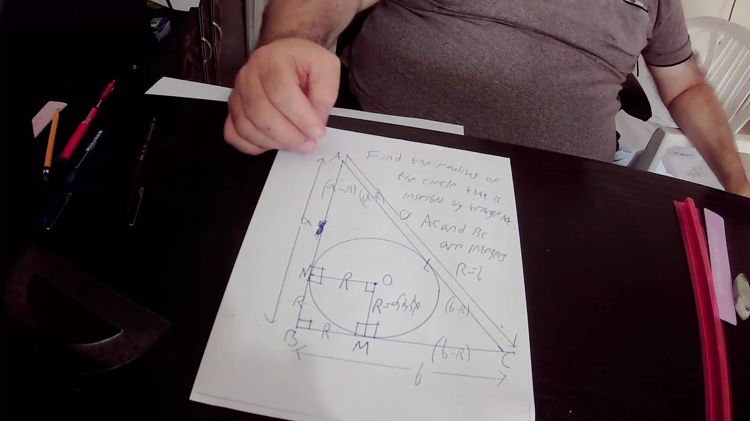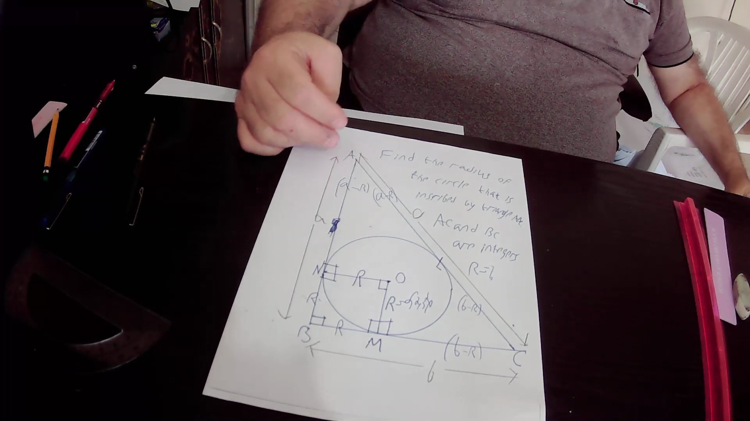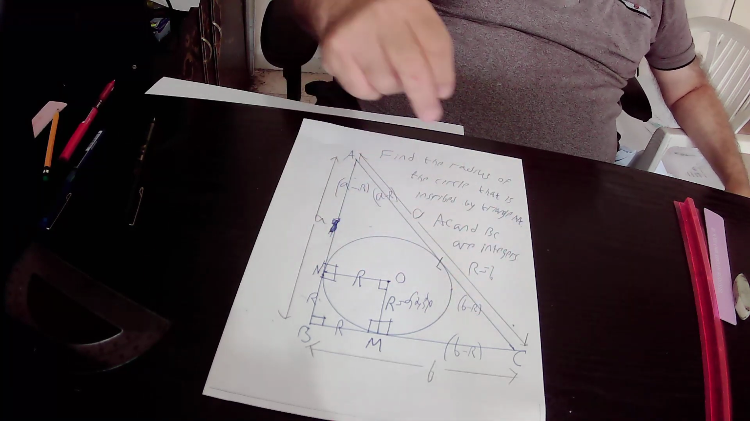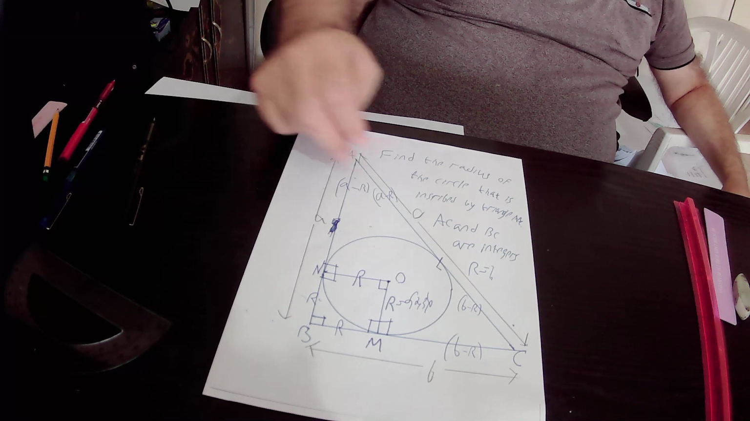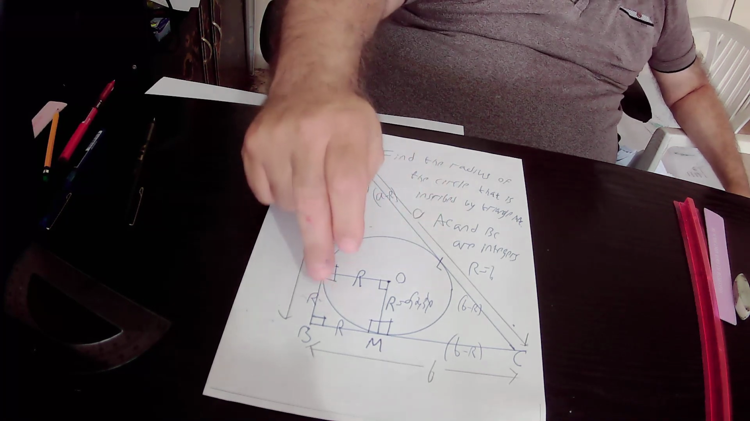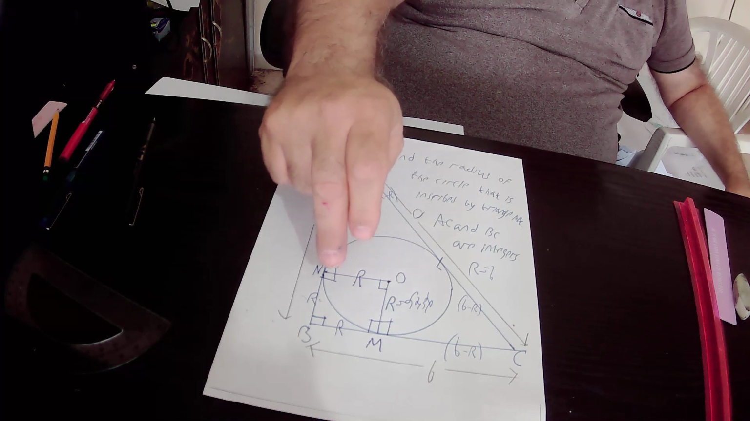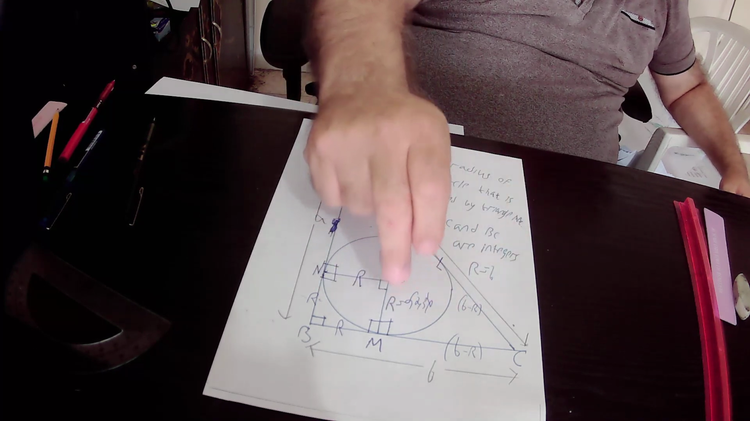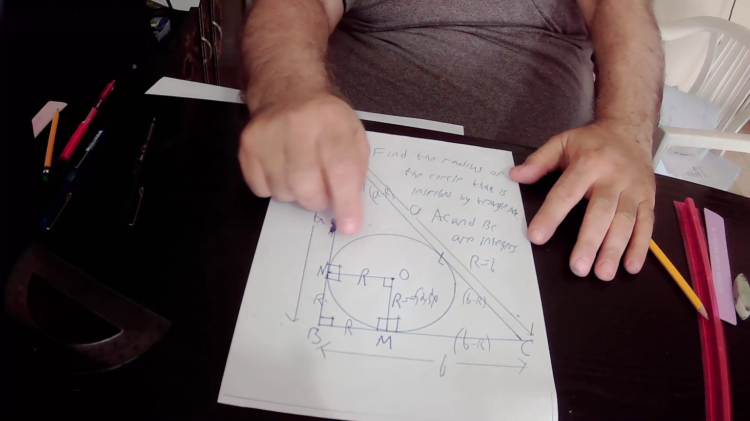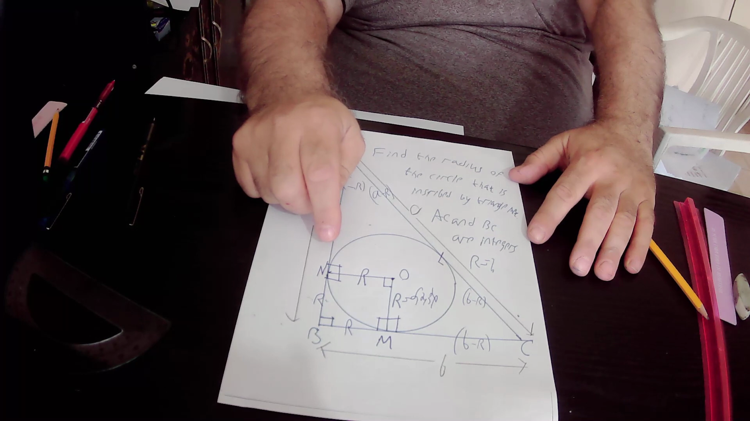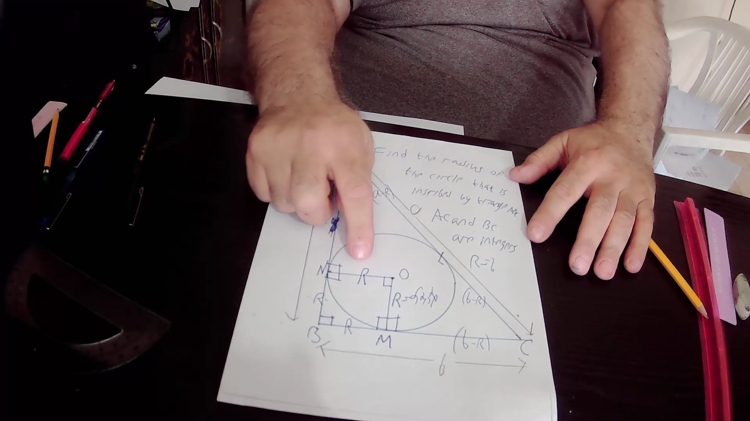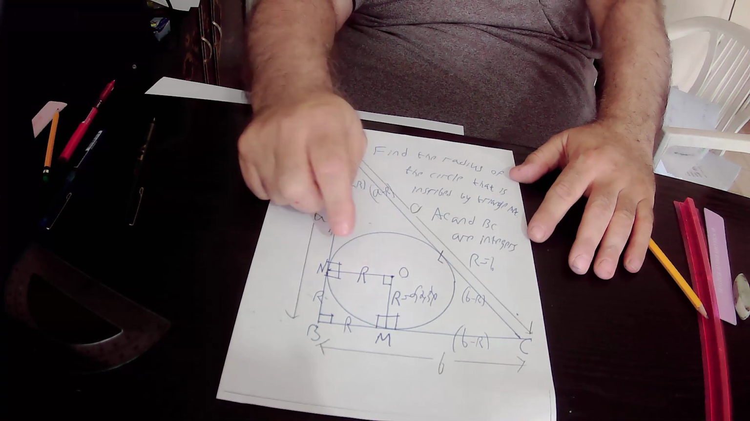So we defined side AB as a, side BC as b, and side AC, the hypotenuse, as c. Then we define the center of this circle as O. We define the point of tangency of AB with this circle as N. We define the point of tangency of BC with this circle as M. Then we join points O and N together by a straight line. Point O is the center of the circle, point N is a point on the circle itself. Therefore, ON is the radius of this circle, that is equal to capital R according to our definition.